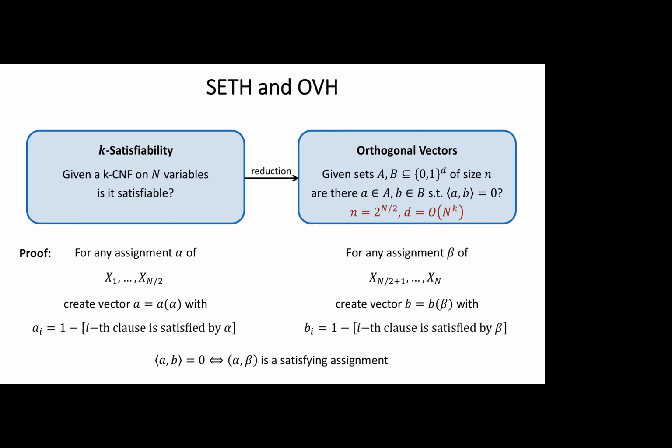And then it turns out that these vectors are orthogonal if and only if these two half assignments together form a satisfying assignment, right? Because what are we checking here? For vectors to be orthogonal means that there should be no dimension where they're both one, meaning there should be no dimension where both half assignments do not satisfy the clause. Right.